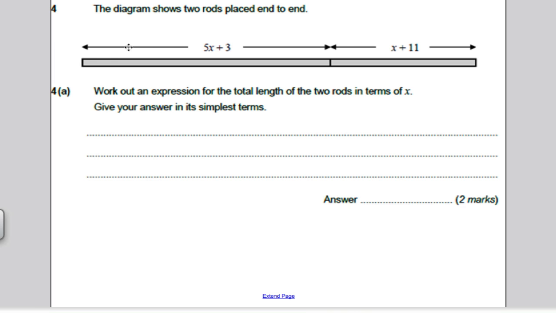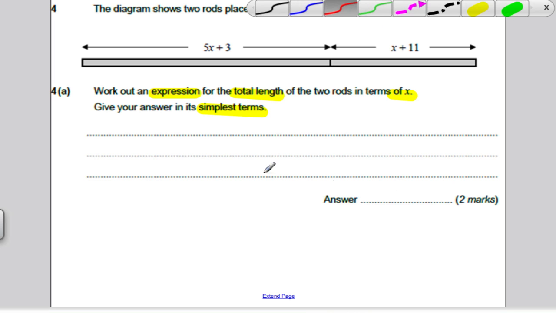Okay, it simply says that we've got 2 rods. One is a length 5x plus 3, the other is x plus 11. It says work out an expression for the total length of the rods in terms of x. Simplify your answer. Very easy for 2 marks here.